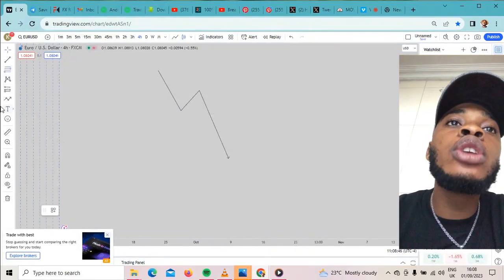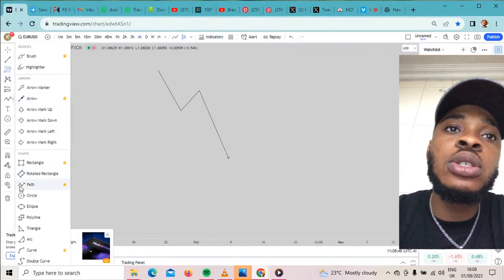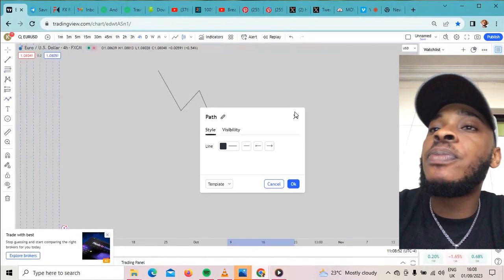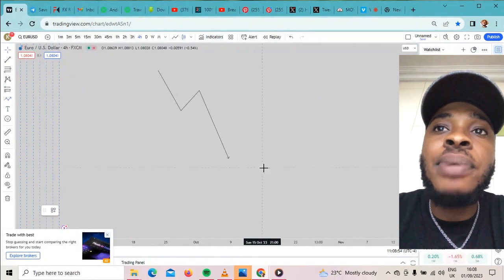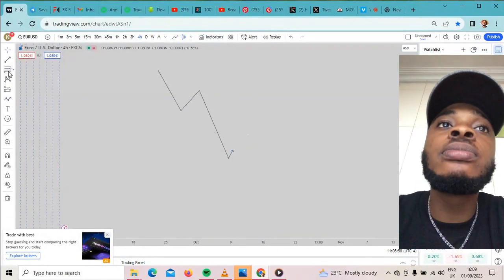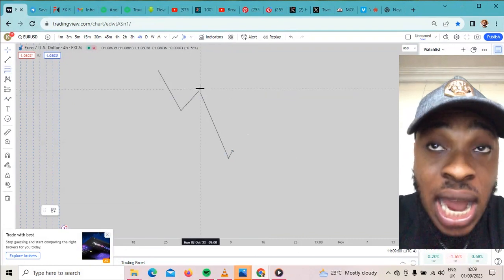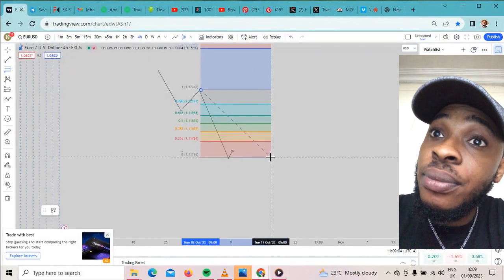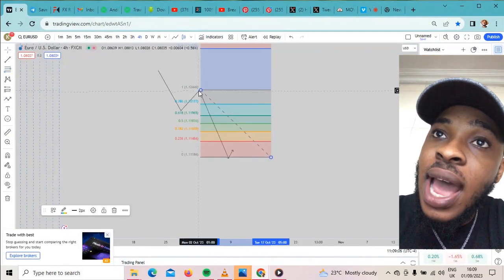So when are you going to draw your fib? When you're still seeing some signs of reversal, price is trying to reverse, and you know, okay, price is most likely going to retrace, and here you draw your fib from the most recent high to the current low. You see that high to low.